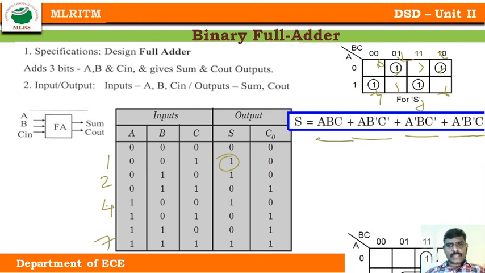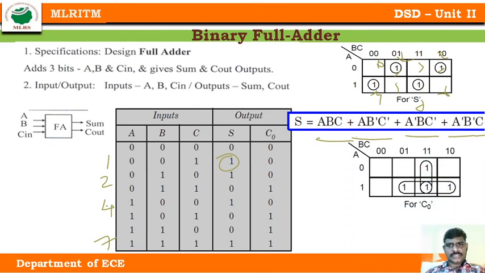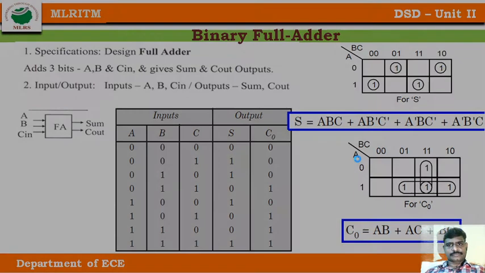Then I go on to another output, C out. Drawing a K-map, wherever you have ones here, at 3, 5, 6, 7, so that I can reduce, C out is equal to AB plus AC plus BC. For this I need to draw a logic circuit. So these are the two outputs, S and C out.